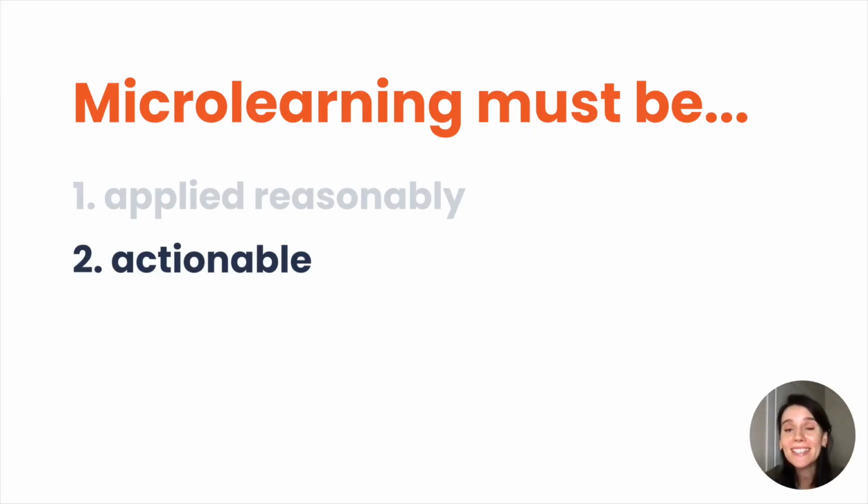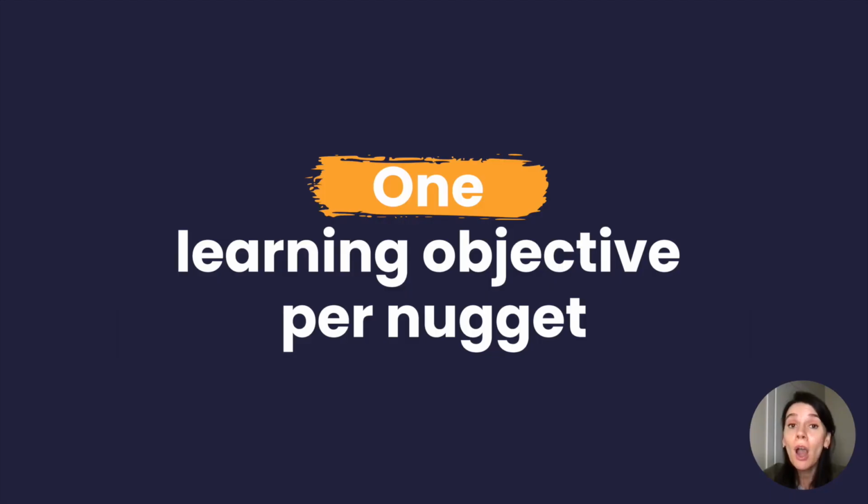The next point is a logical way to continue our conversation. Microlearning must be actionable. And I love to define learning outcomes on the basis of how fast and how easily a learner is able to apply new knowledge to a given task. So with your micro content, you should increase the speed and enthusiasm with which learners apply the ideas. So 1 learning objective per nugget, period.